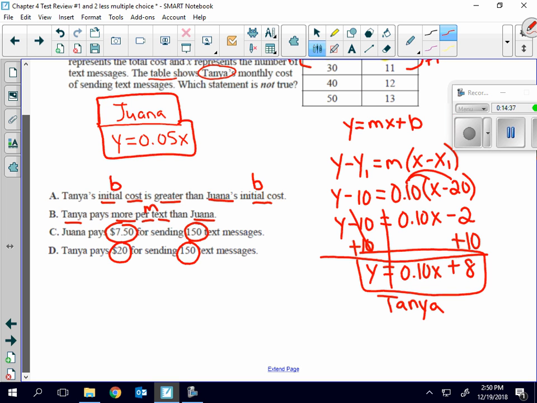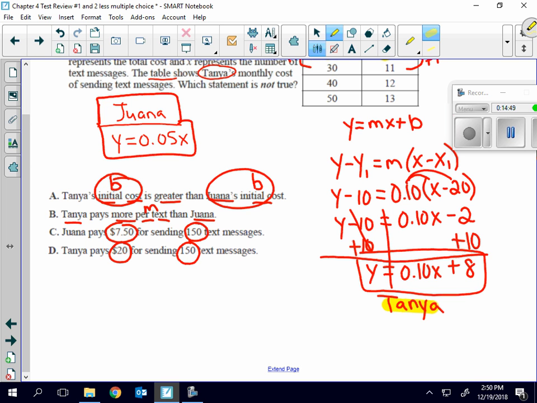So let's see, we're comparing. Let's talk about A. Is Tanya's initial cost greater than Juana's initial cost? So Tanya is over here. Her initial cost is the y-intercept. Is that one greater than the one for Juana here? You guys know that if there's no plus b, it would be plus 0. So is 8 greater than 0? Yes, and we're looking for the statement that's not true. And A is true, so that's not an answer. We want one that's not true.